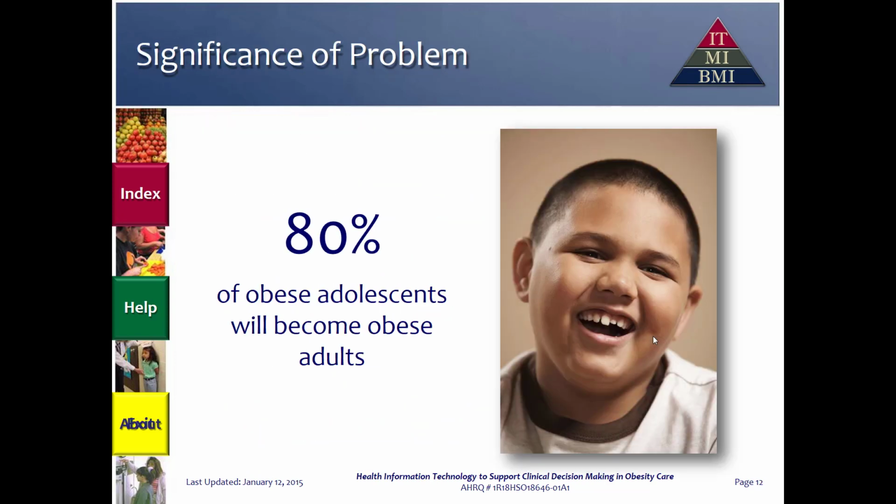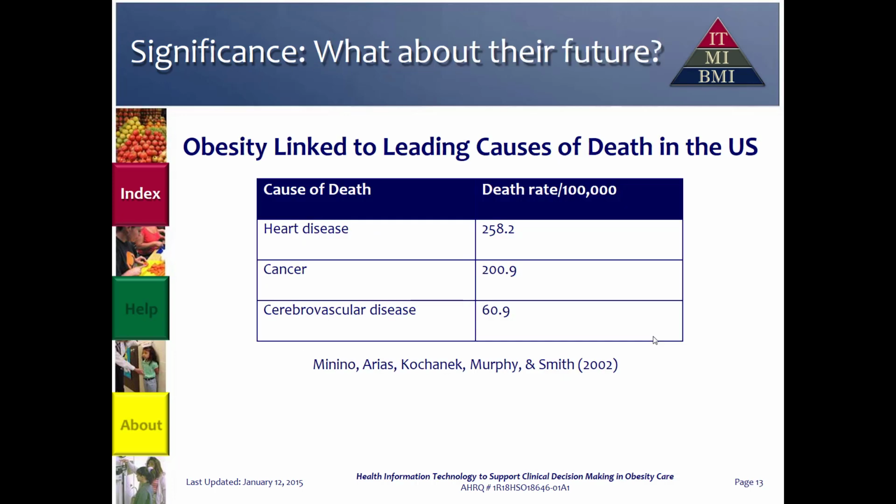Another worrisome statistic is that if a child is obese in adolescence, 80% of them are likely to go into adulthood with obesity. So we know that the leading causes of death in the United States are linked to obesity. So children who are obese as adolescents and go into adulthood with that obesity are at much higher risk of heart disease, cancer, and stroke.